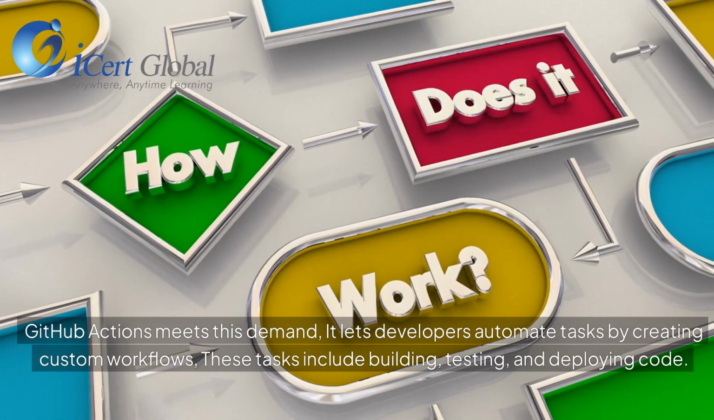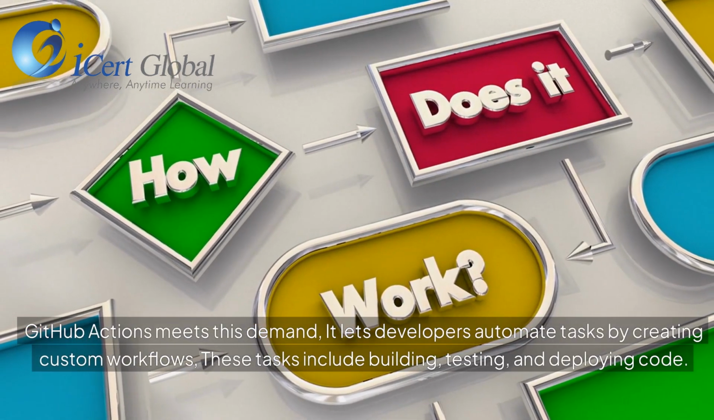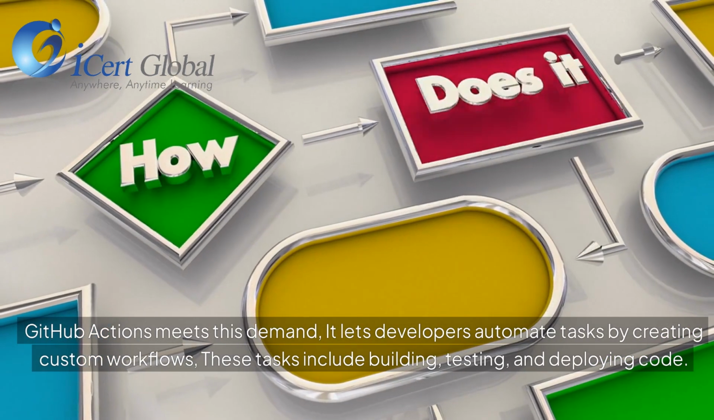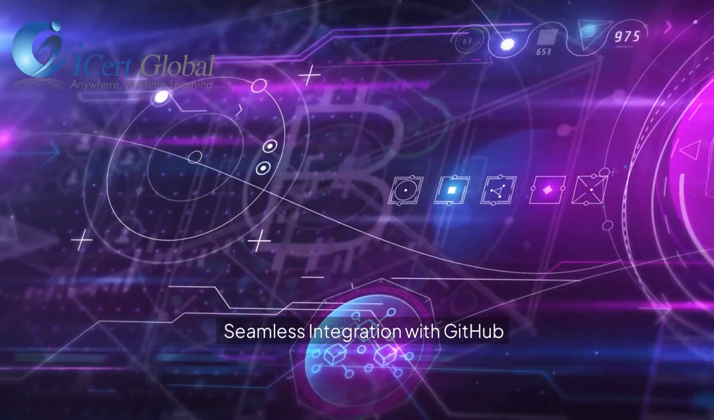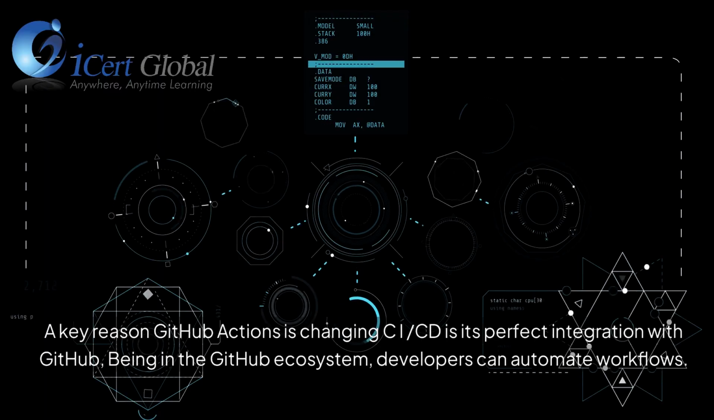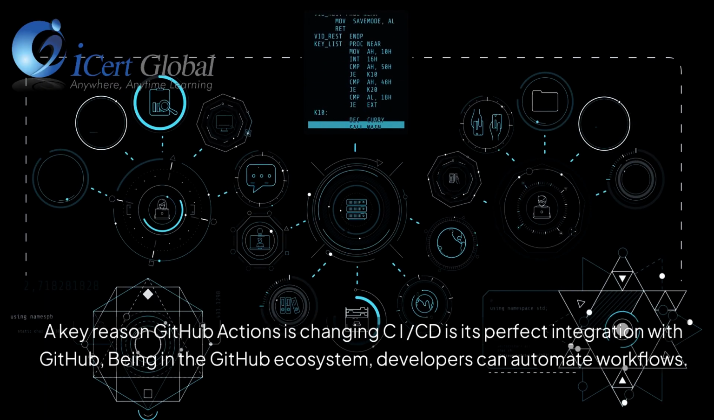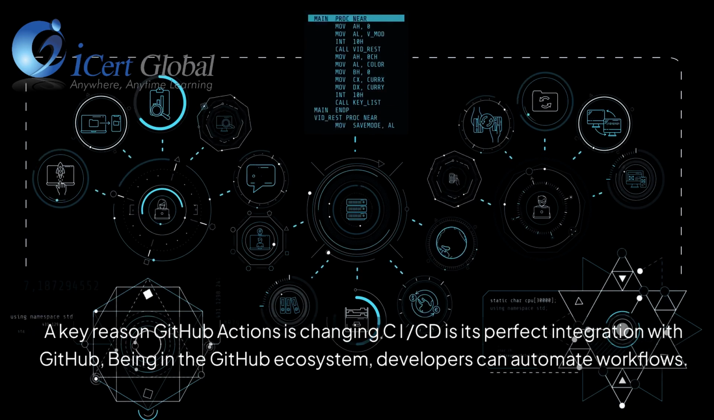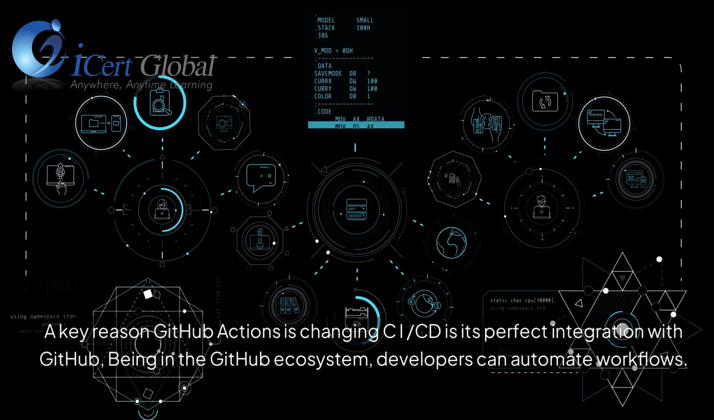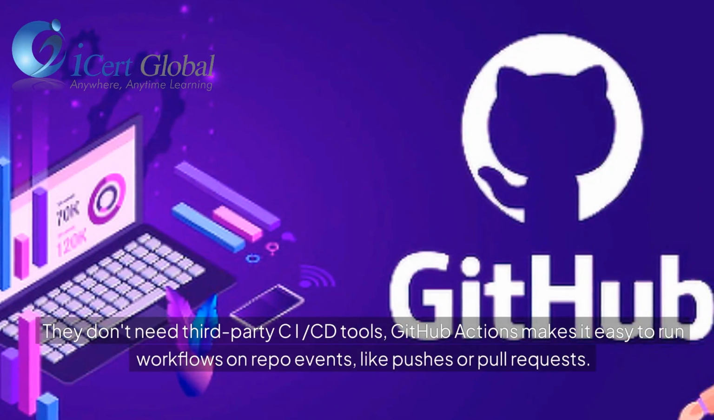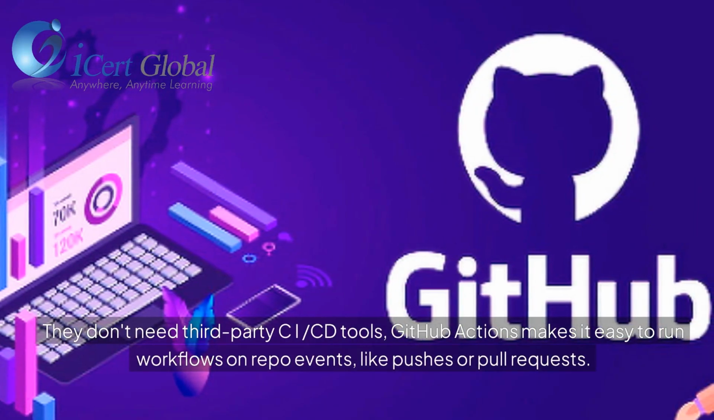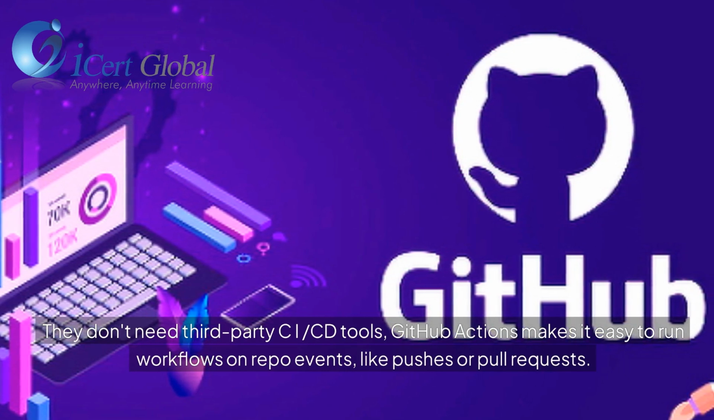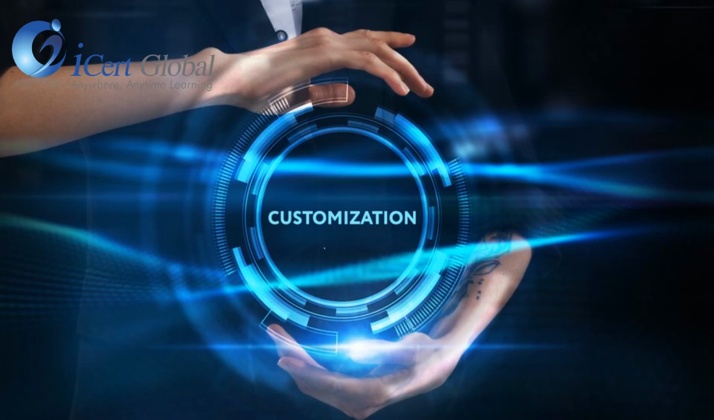It lets developers automate tasks by creating custom workflows. These tasks include building, testing, and deploying code. Seamless integration with GitHub. A key reason GitHub Actions is changing CI/CD is its perfect integration with GitHub. Being in the GitHub ecosystem, developers can automate workflows. They don't need third-party CI/CD tools.